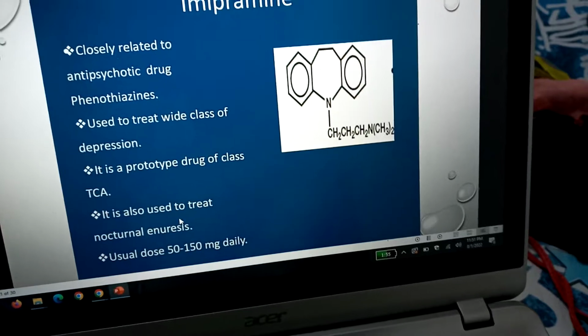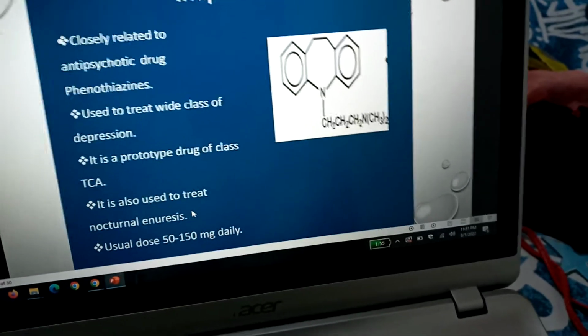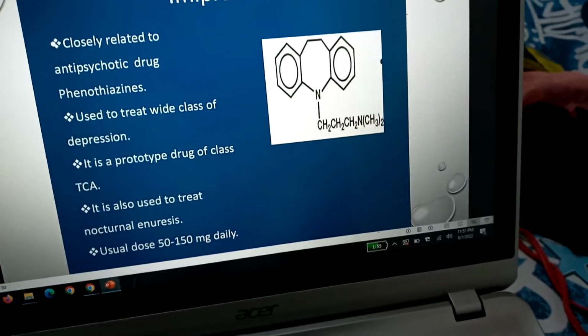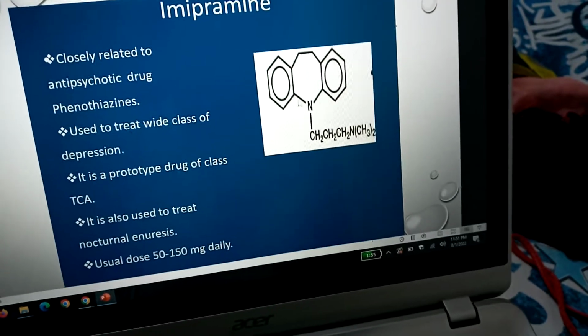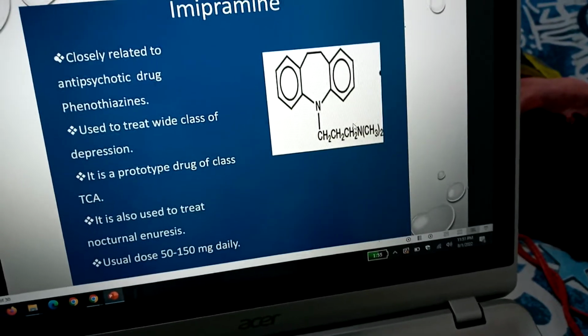It is also used to treat nocturnal enuresis. Usual dose is 50 to 150 milligram daily. We can see here it is composed of a three ring structure.